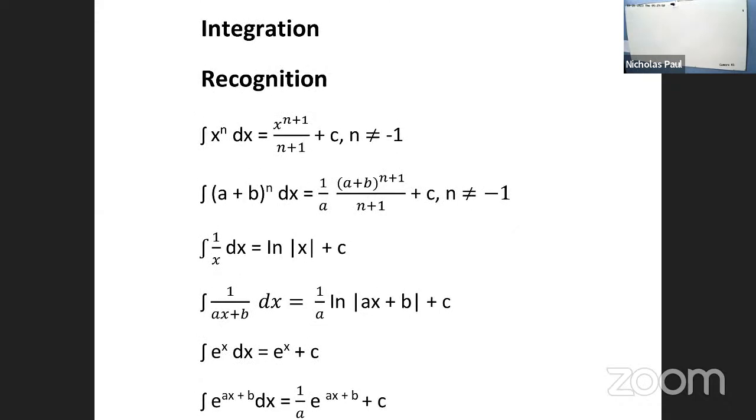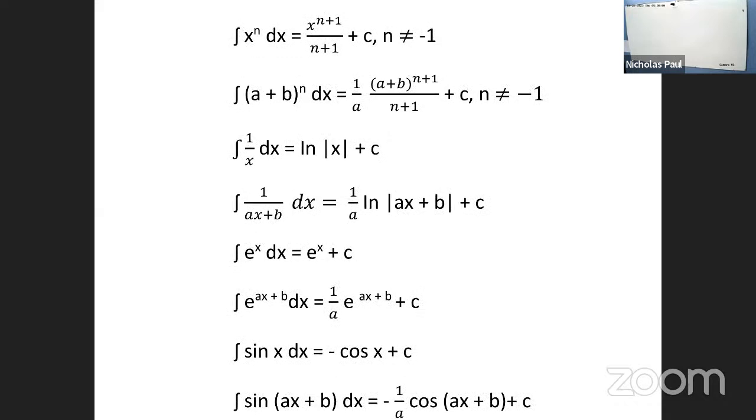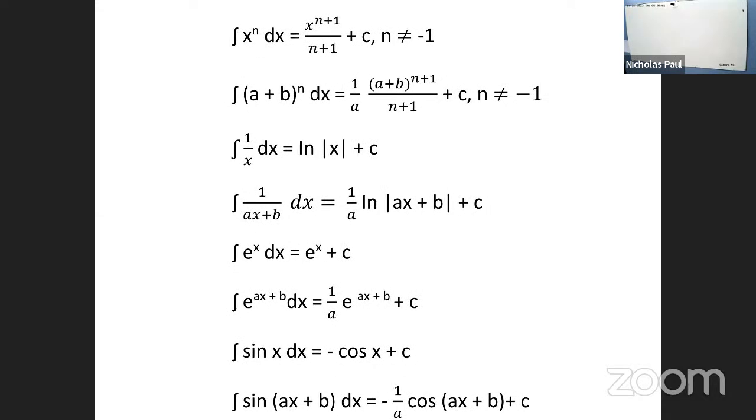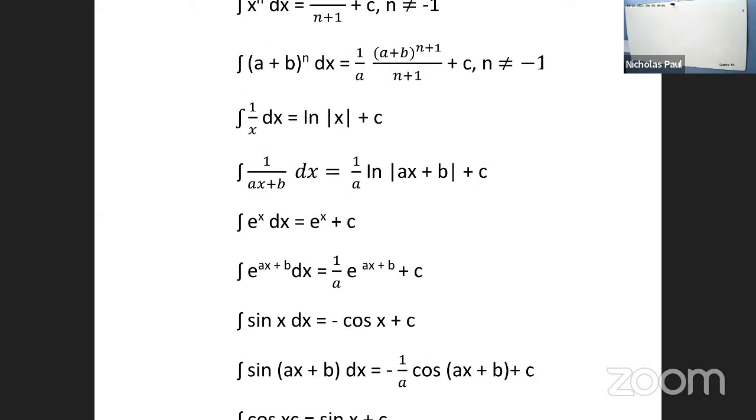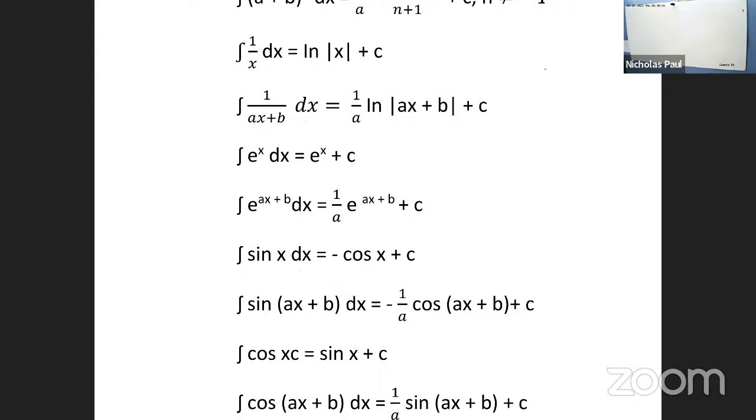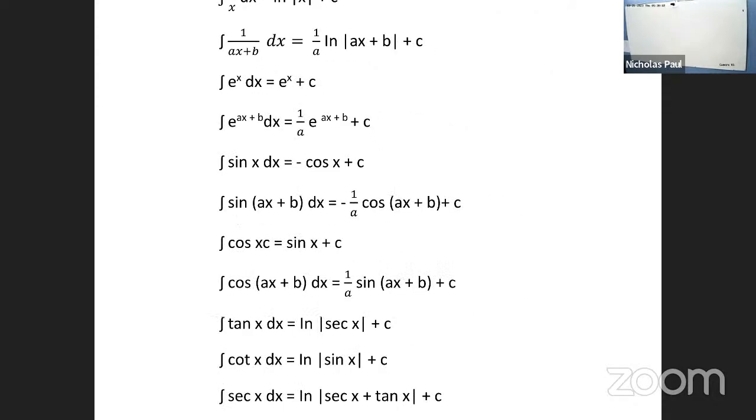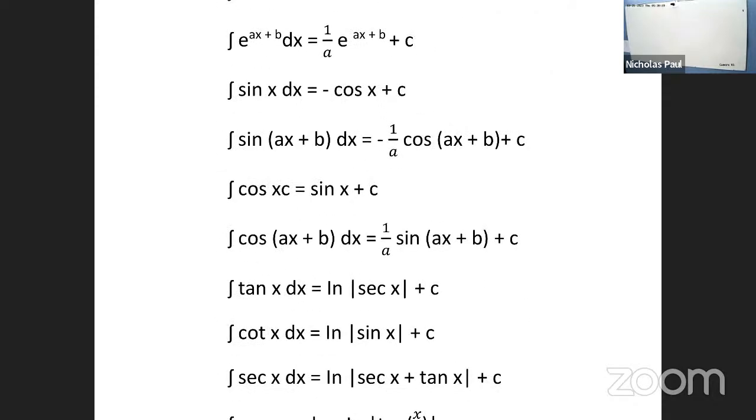Add 1 to the power, divided by the new power. The integral of 1 on x is ln x. The integral of 1 on ax plus b is 1 on a ln of ax plus b. The integral of e to the ax plus b is 1 on a, e to the ax plus b, and so on. You will see these are trigs here. The integral of sine is minus cos. The integral of sine ax plus b is minus 1 on a cos ax plus b.